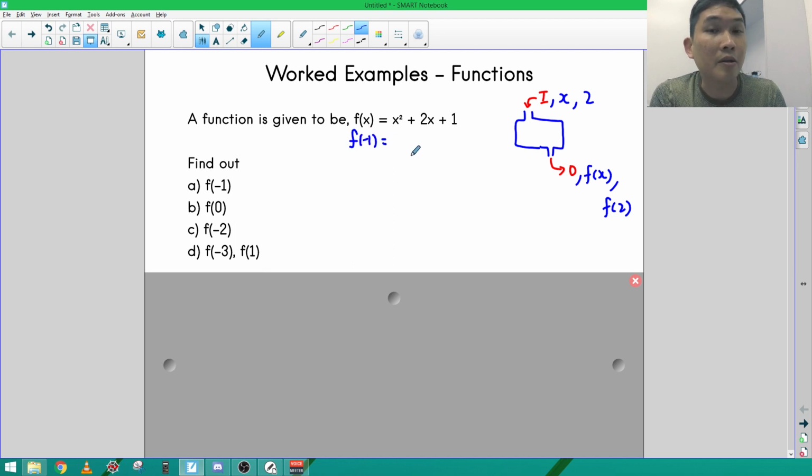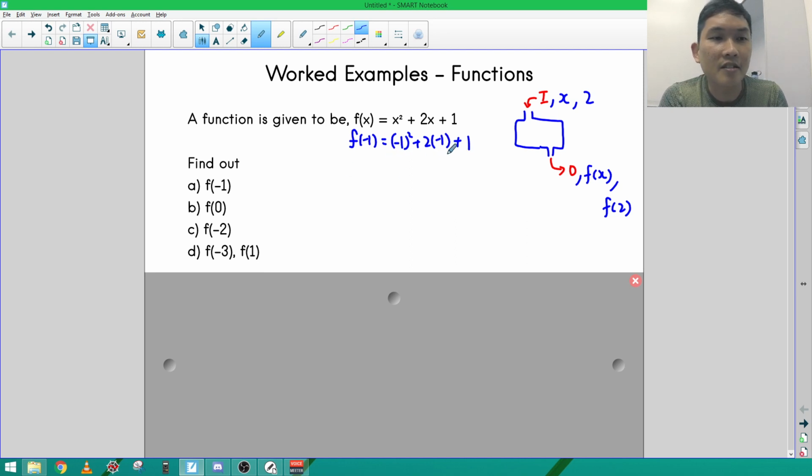And what happens is I'm going to do a substitution. Every time I see the letter x, I'm going to substitute it with negative 1. So here you go. x squared becomes negative 1 squared. And then plus 2x, plus 2 times negative 1. And then plus 1. You realize that this 1 over here does not depend on x, right? It will always be 1. And that's why we call it a constant. Doesn't change. Doesn't matter what x is. It will always be 1. It's a constant. And now let's work this out.